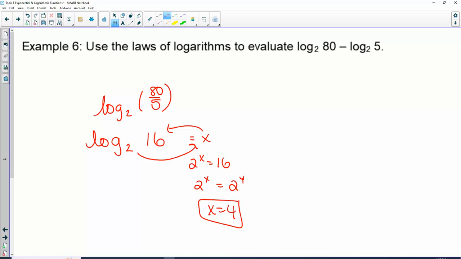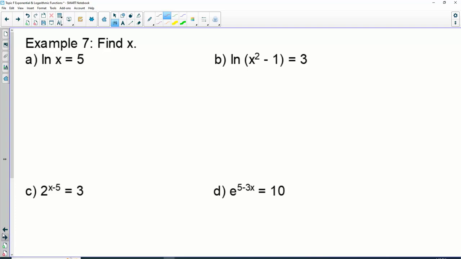When we answer that question, is it just equal 4, or do we put x equals 4? You don't have to put x. Just say equal 4, that's fine. Let's solve a couple more. We'll solve some equations. And this will be our last slide for today.